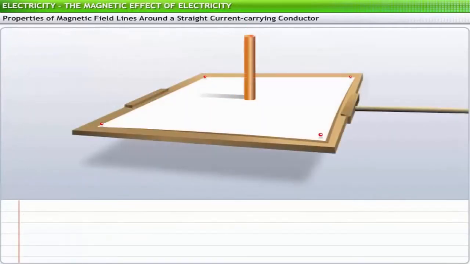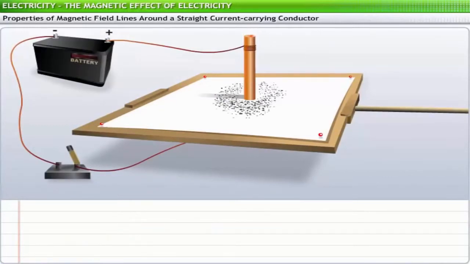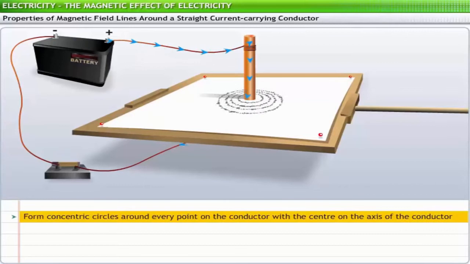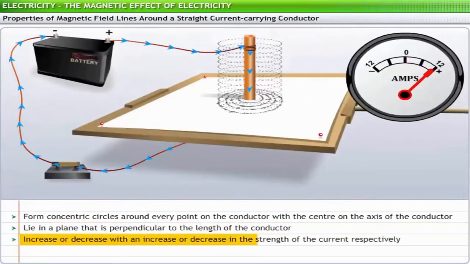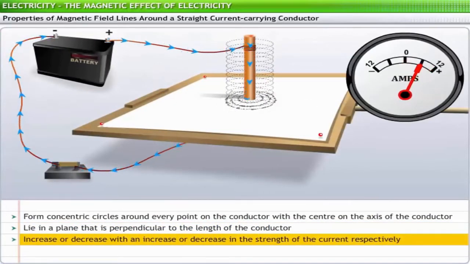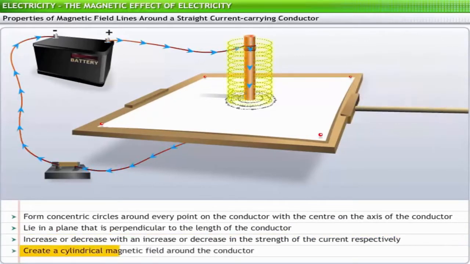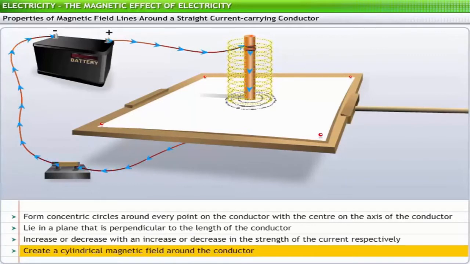In general, magnetic field lines around the straight current-carrying conductor form concentric circles around every point on the conductor, with the center on the axis of the conductor. They lie in a plane that is perpendicular to the length of the conductor. They increase or decrease with an increase or decrease in the strength of the current respectively. They create a cylindrical magnetic field around the conductor.